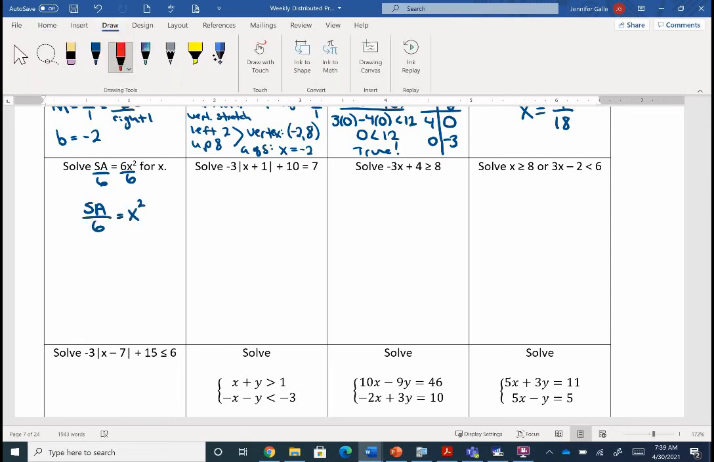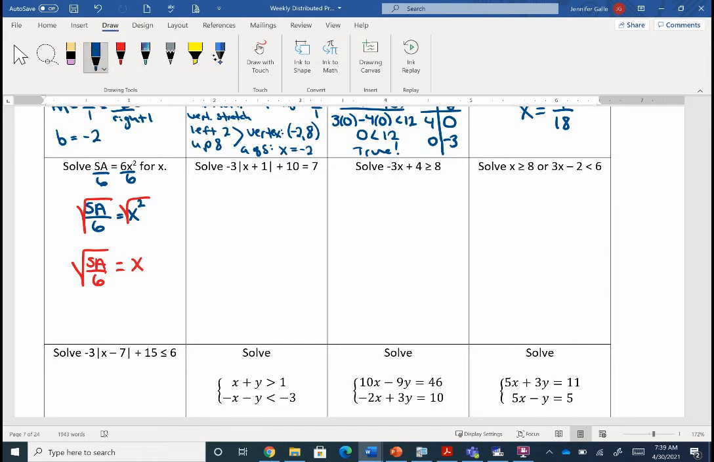Now to undo the square, we take the square root of both sides. Now over on the left, we have that square root left, capital S, capital A divided by 6. There are ways to simplify that further. Those are ways that you will learn in geometry. So for our purposes, we have solved for x. We're going to leave it right as it is.